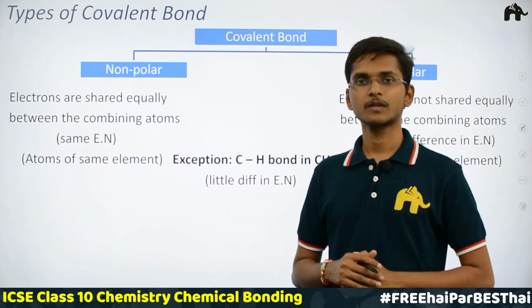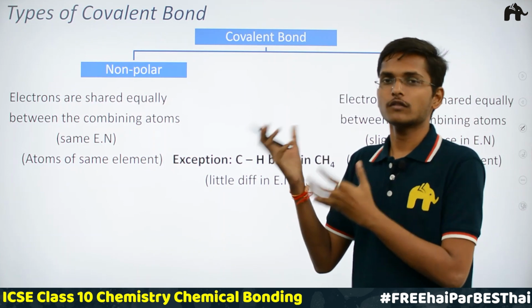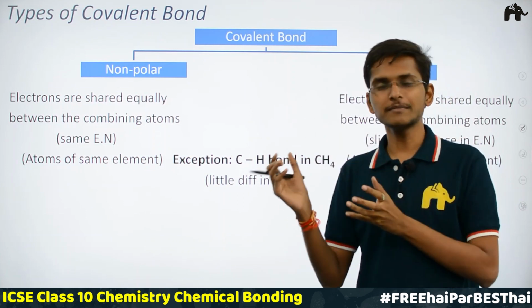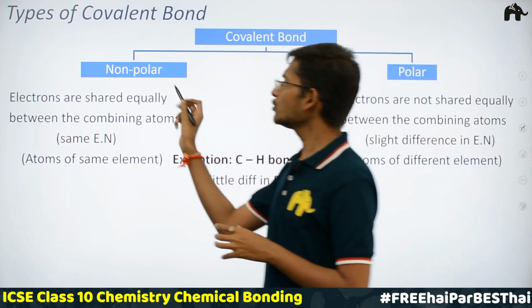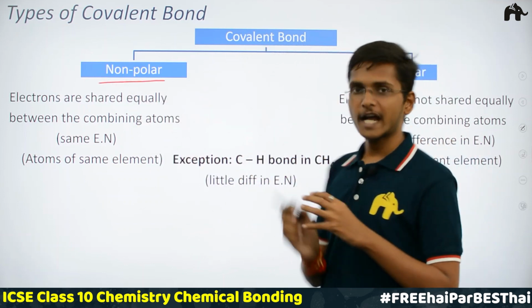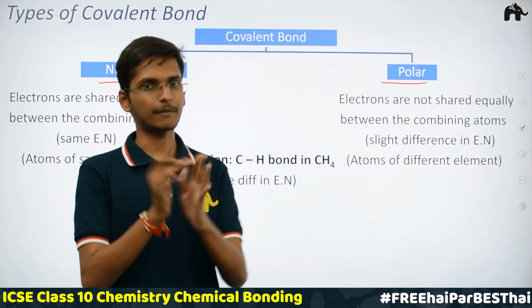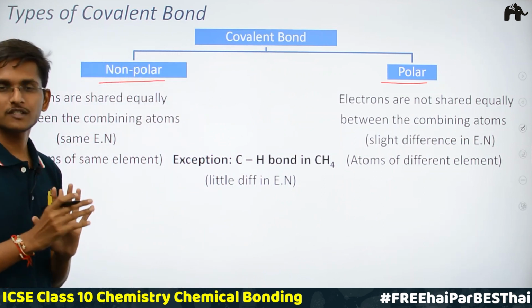Now let's see another type of covalent bond. Covalent bonds are also divided into two types in a different way. These two types are non-polar covalent bonds and polar covalent bonds. Now this topic is also very important. Non-polar covalent bond, what does this mean?